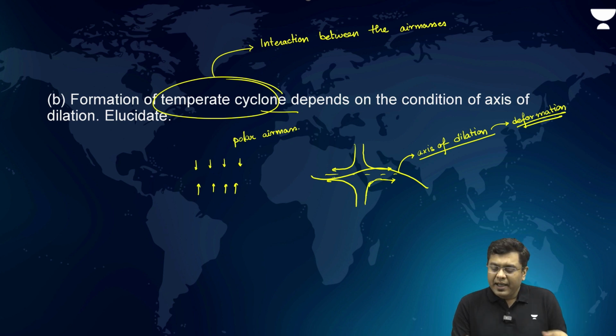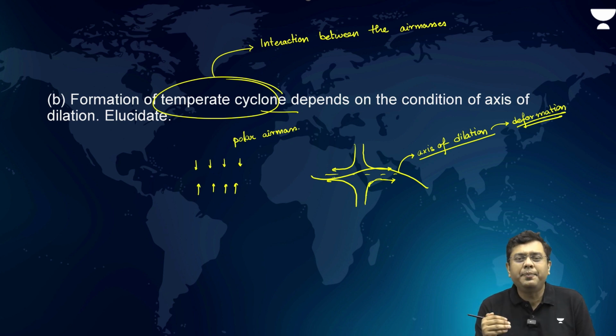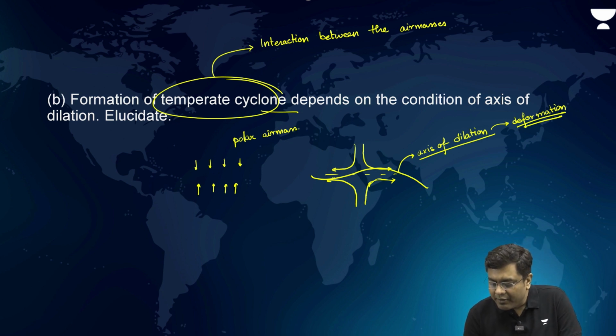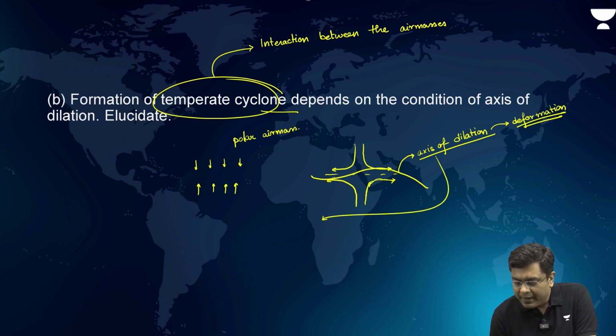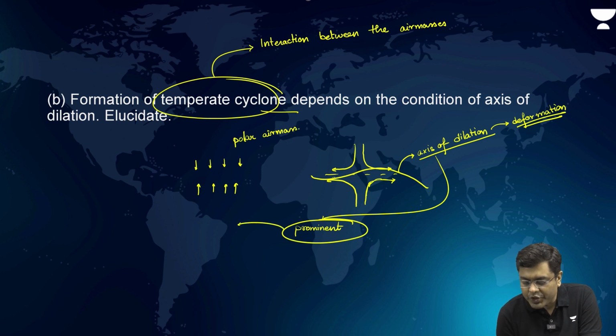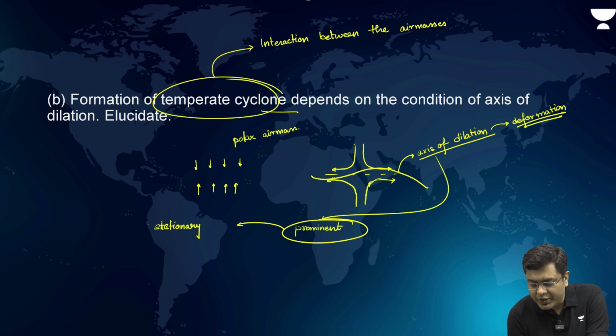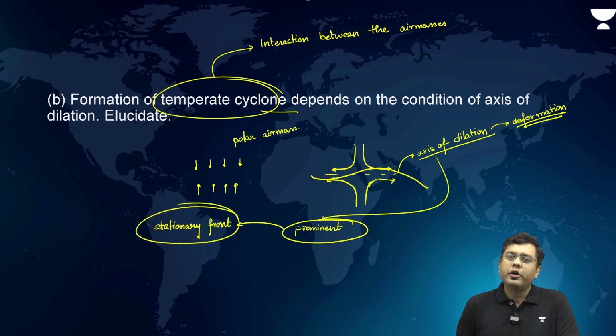So, as long as the axis of dilation is quite prominent, in that case, when it is prominent, then you will have the formation or the existence of a stationary front. And this stationary front is not ideal for any cyclonic formation. So, as long as this axis of dilation is prominent, no temperate cyclone will be created.